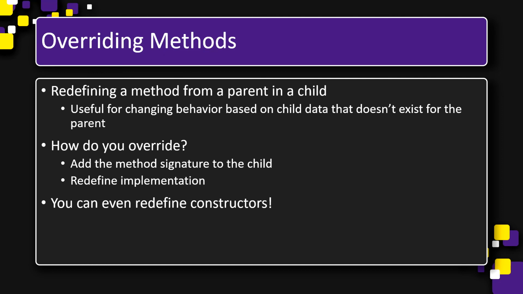So how do you override a method? Well, you add the method signature to the child just as it appears in the parent. You can redefine the implementation here, and you can even redefine constructors. Now, when you redefine constructors, it's important to note that you do change the name of the constructor to match your child class's name.